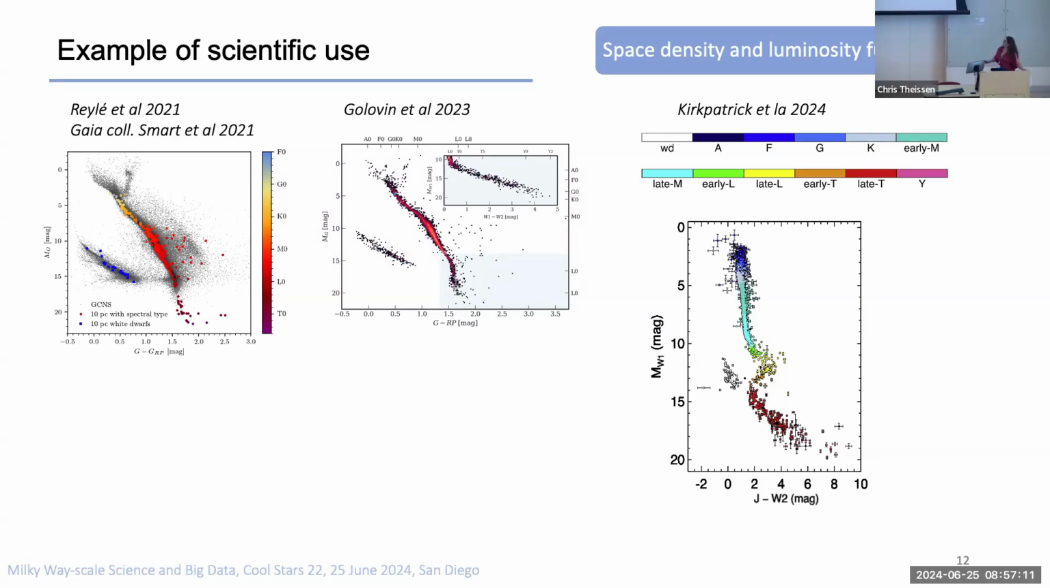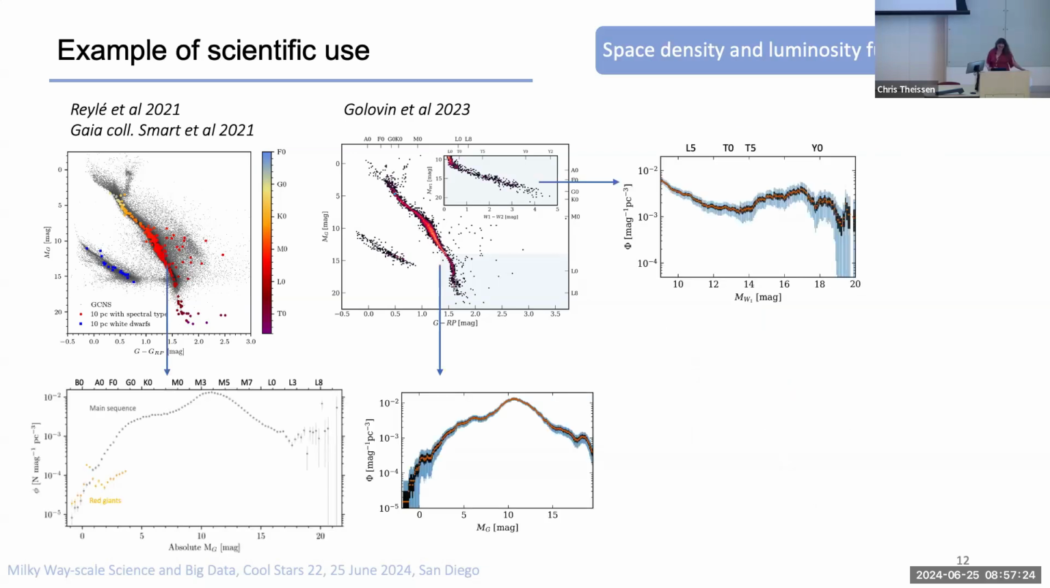And the first obvious thing when you have this very nice diagram is to count the number of stars per magnitude and per unit volume, which gives you a space density or luminosity function if you correct for the volume. And this was done with 100 parsec and 25 parsec here in the visible Gaia band, and here for brown dwarfs in the WISE band. And you see it's very clean. Error bars are often smaller than the size of the symbol.